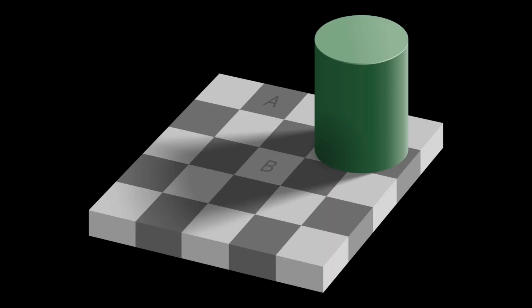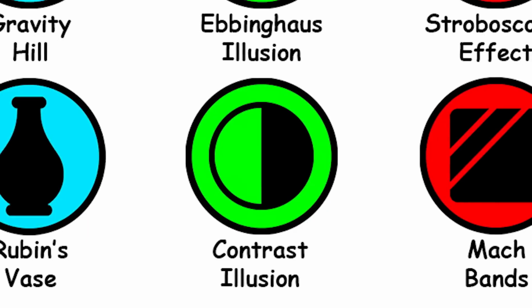A famous example of this effect is the checker shadow illusion, where the area labeled A appears to be darker than the area labeled B, while they actually have the same color. Mach bands. Your eyes exaggerate the contrast between edges of these slightly different shades of gray when they touch each other because it triggers the edge detection system.